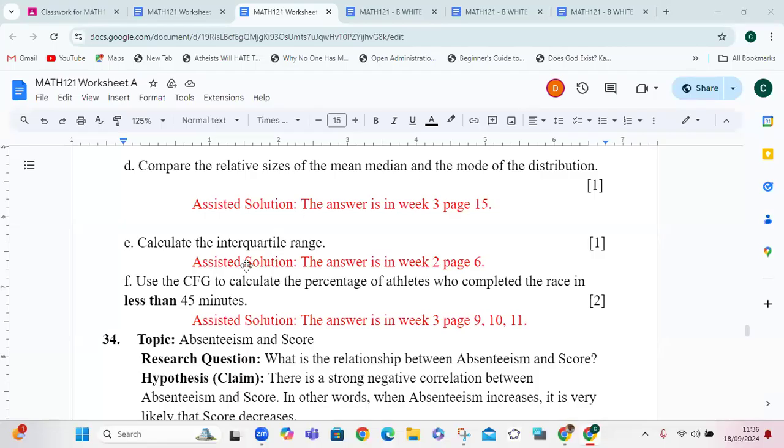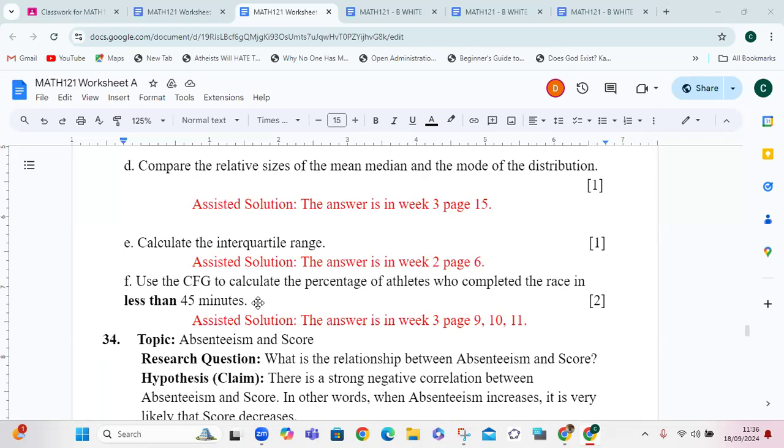So we are number 33. At F, it says use the cumulative frequency graph to calculate the percentage of athletes who complete the race in less than 45 minutes. About how many athletes completed the race in less than 45 minutes? Okay, you may want to know that for some particular reason, for analysis that you are doing.